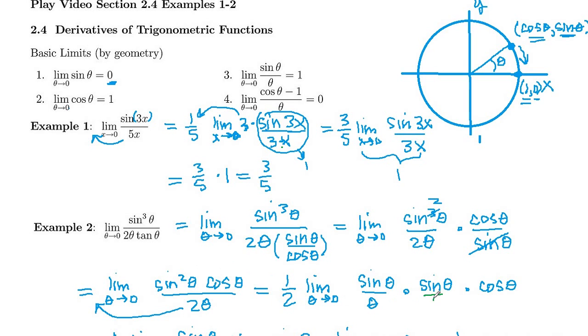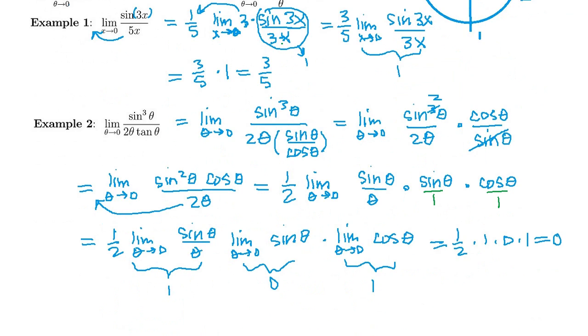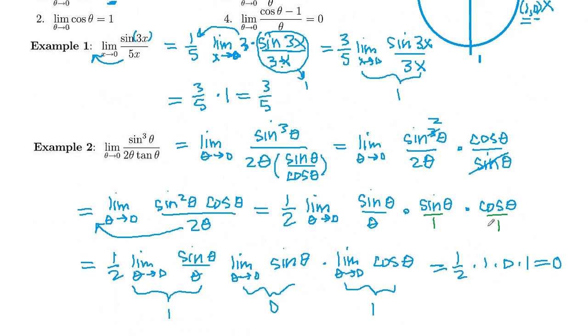So these guys really have a denominator of 1. And then sine theta over theta, sine theta by itself, and cosine theta by itself, we know those here, here, and here. So again, we wrote it in terms of limits that we know. And then the limit of this product was the product of the different limits. Sine theta over theta went to 1, sine theta went to 0, and cosine theta went to 1. So that gave us 0 for an answer.